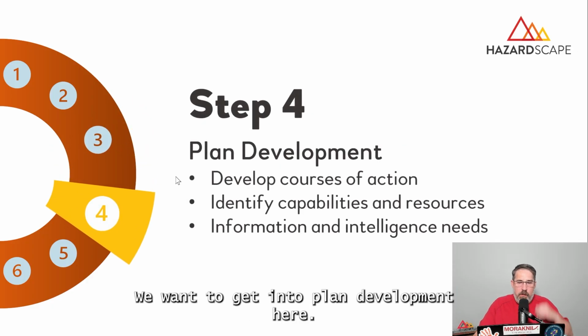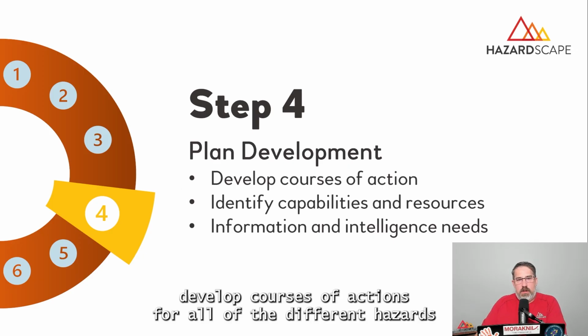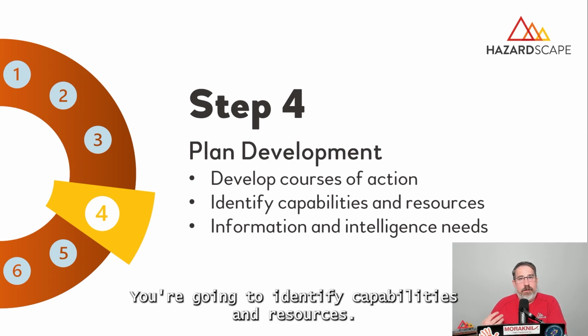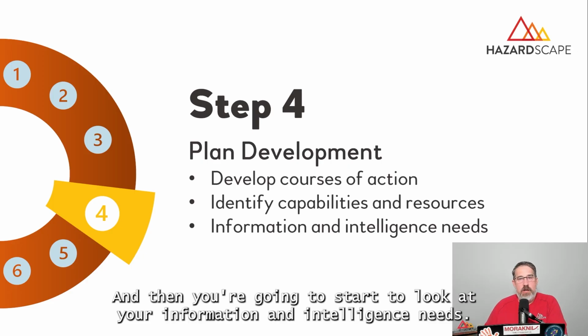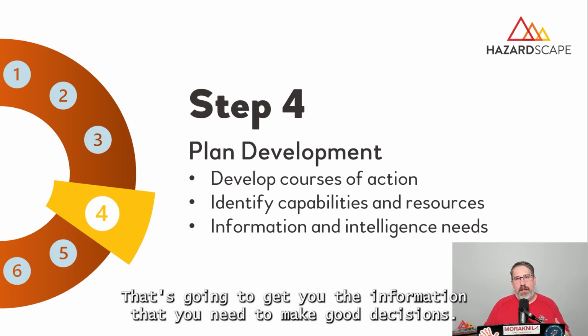Step 4, we want to get into plan development here. This is where we literally start to develop the plan, develop courses of action for all of the different hazards that you're vulnerable to, the risks that you've identified. You're going to identify capabilities and resources, so equipment, personnel, partners, even funding. And then you're going to start to look at your information and intelligence needs. So this is setting up those networks that are going to get you the information that you need to make good decisions.